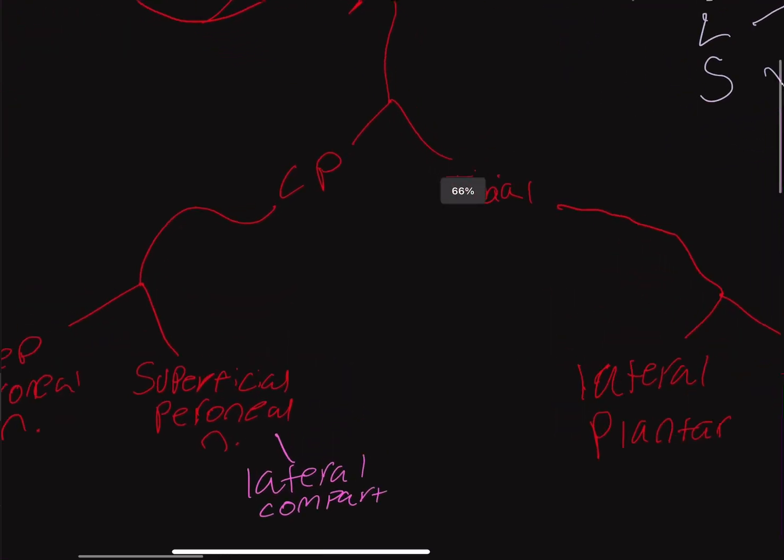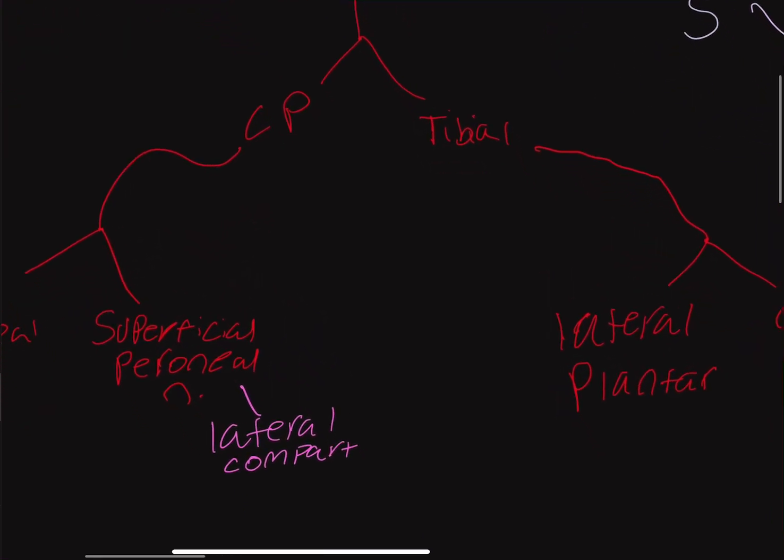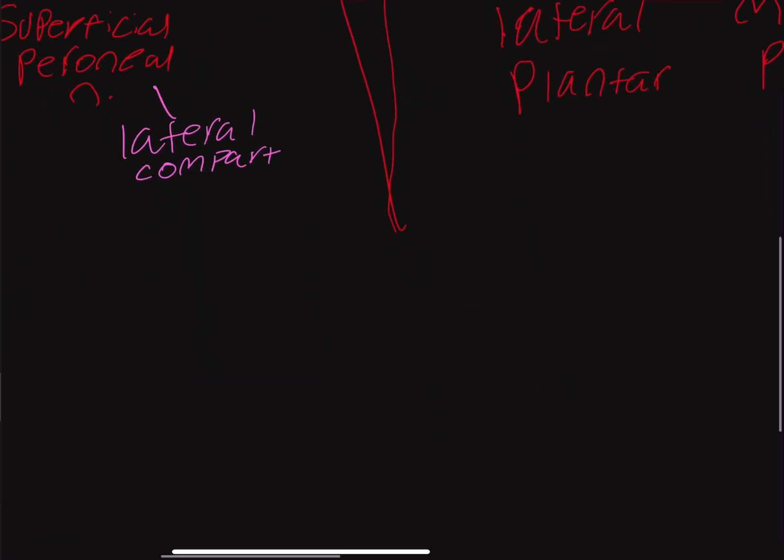So a big thing here: a lot of you might be wondering where the sural nerve comes from. This is where the sural nerve comes from. You have two branches that come off of the common peroneal and the tibial, and then they become what's known as the sural nerve.